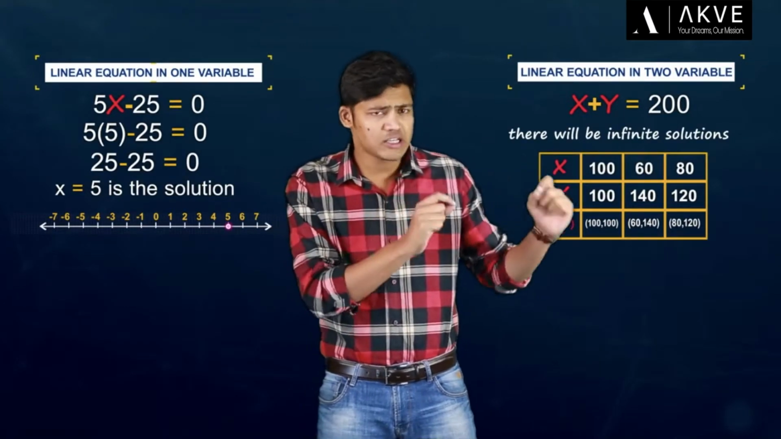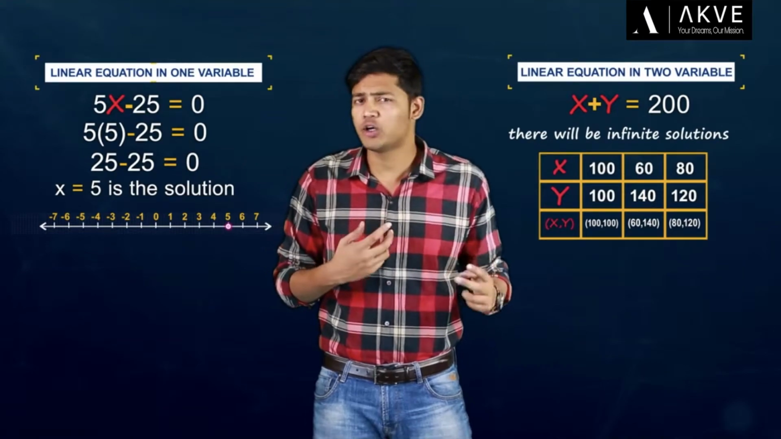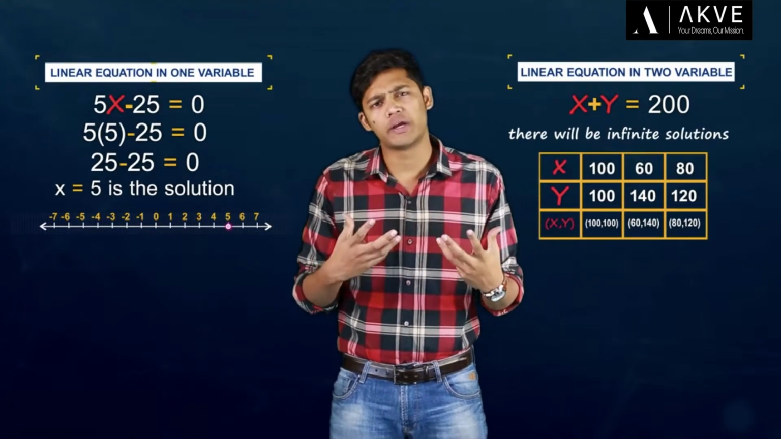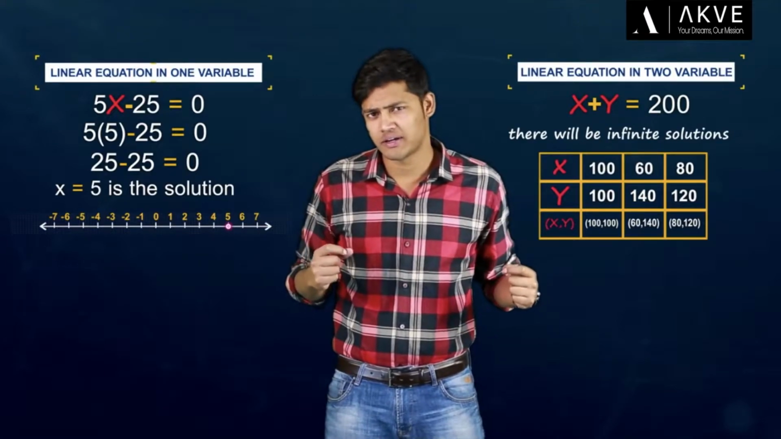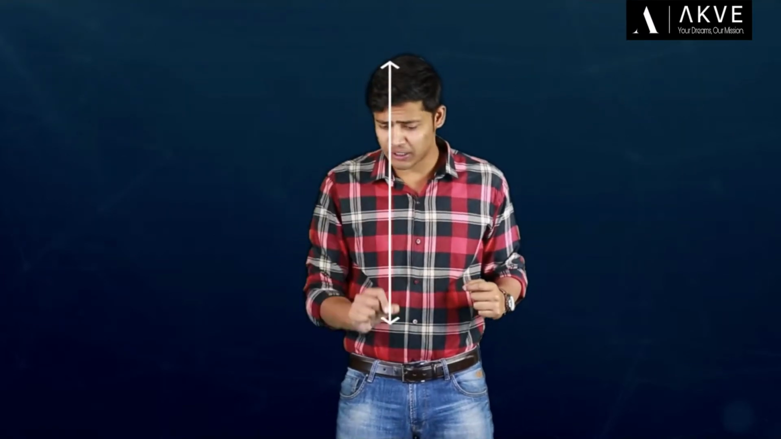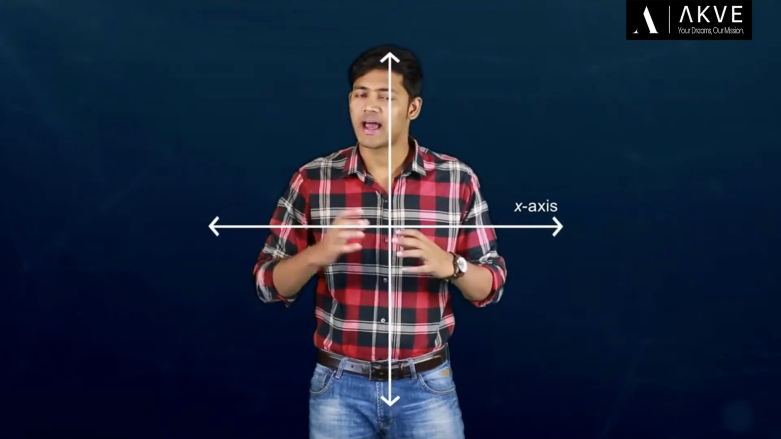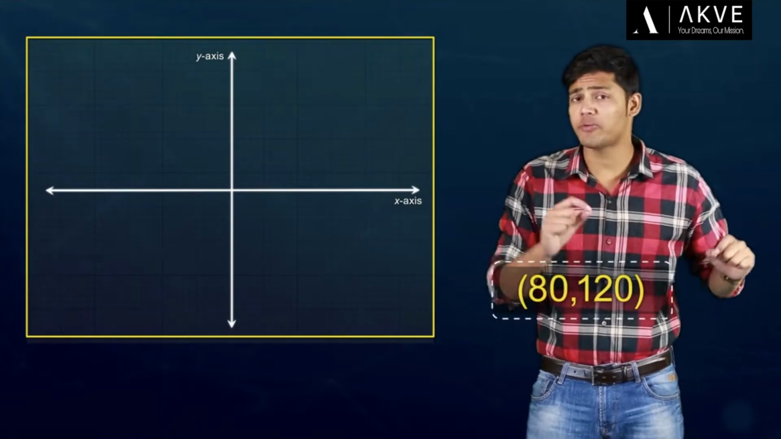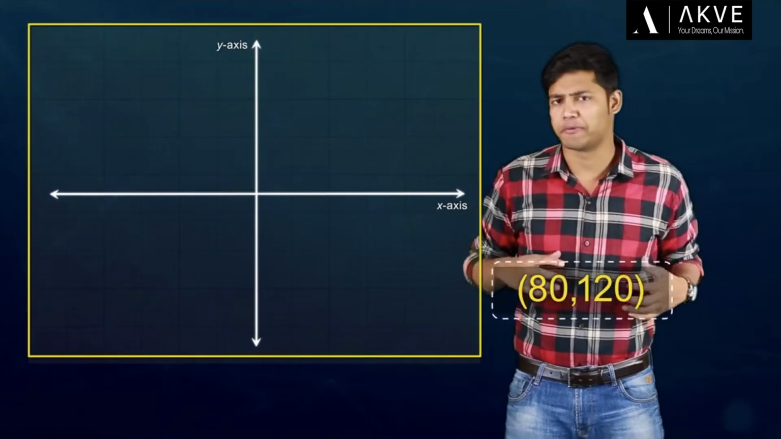So, to represent these solutions, we basically need two real numbered lines. Think for a minute. Where do we get two real numbered lines? It's in the Cartesian plane, right? In the Cartesian plane, we have two perpendicular lines, x-axis and y-axis. Let's see how we can represent the ordered pair (80, 120) on the Cartesian plane.